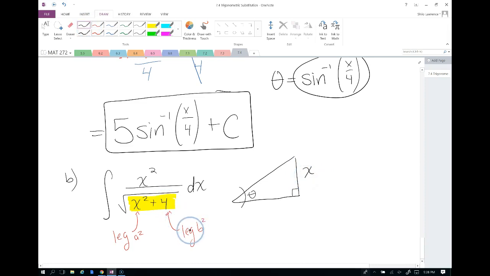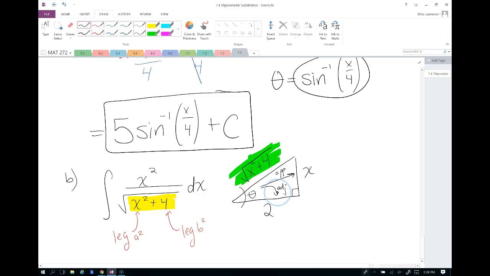And then our other piece is 4, but that's the square of our other leg. So our other leg is actually going to be 2. And you can check your Pythagorean identity that has legs of x and 2, and your hypotenuse will end up being the square root of x squared plus 4. We want to use the easy sides, which are the opposite and the adjacent. We want to avoid that difficult side that has the square root.